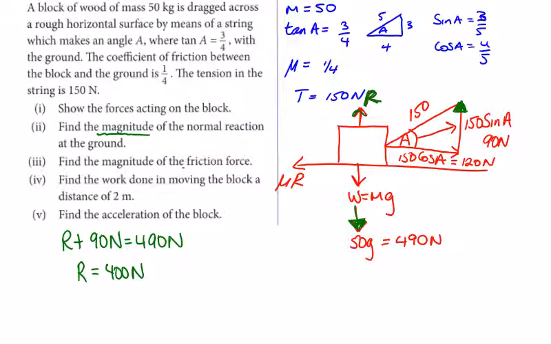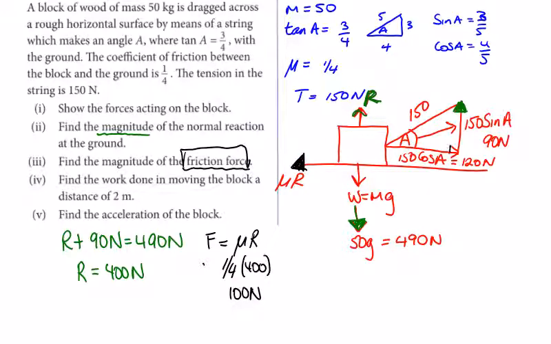Part 3, the magnitude of the friction force. You know at this point that F is equal to ma. But for this friction force, F is equal to mu R first. So we have mu, which is 1/4. So the magnitude of this friction force is 1/4 times R, which we got to be 400, which will give 100 newtons. And that's what's going on in this direction.